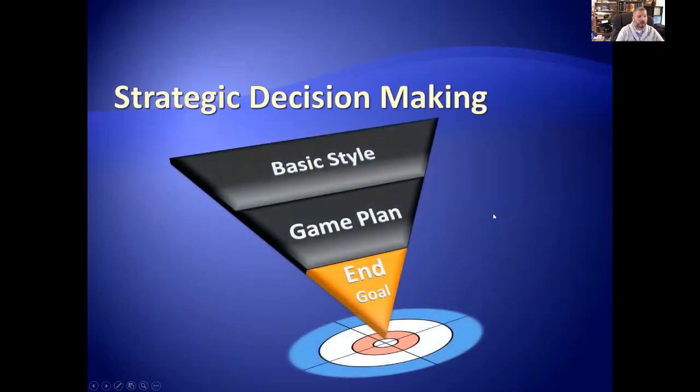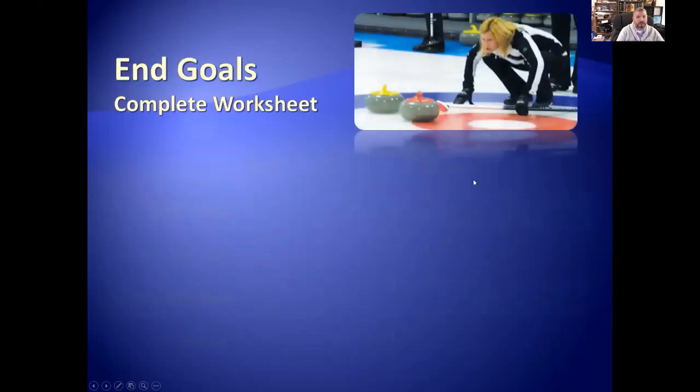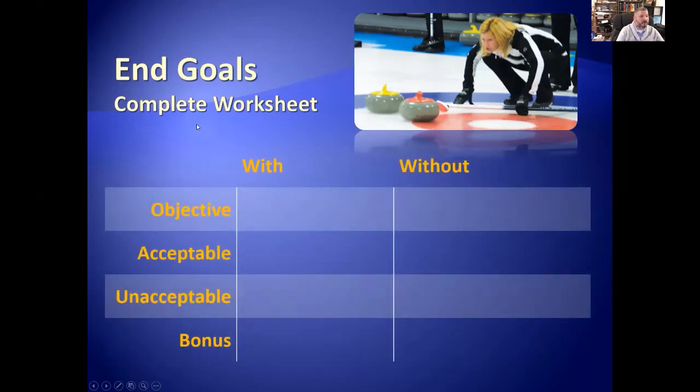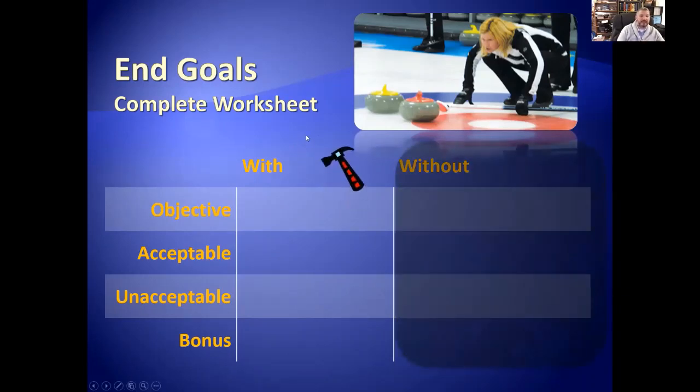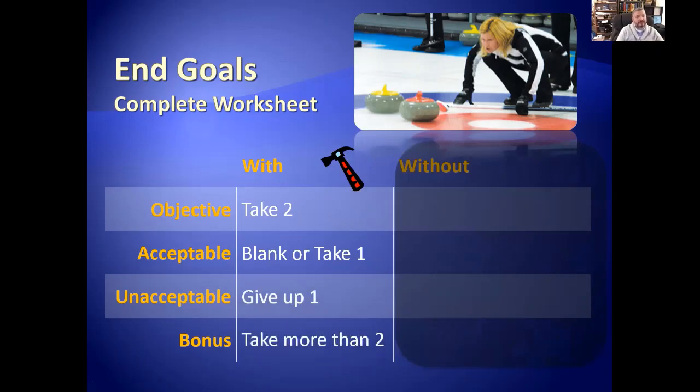Okay, and now we're narrowing it down even further to an end goal. So we went over this chart when we did the basic strategy. So let's do this quickly. I'm not going to call on hands here because we've already gone through this. When we have the hammer, our objective is to score 2. What is acceptable is either blanking or taking 1. What is unacceptable is giving up 1. And what is the bonus is taking more than 2. Any questions about that? We've already gone over this, so there shouldn't be. But if you do, now is a great opportunity to bring it up.